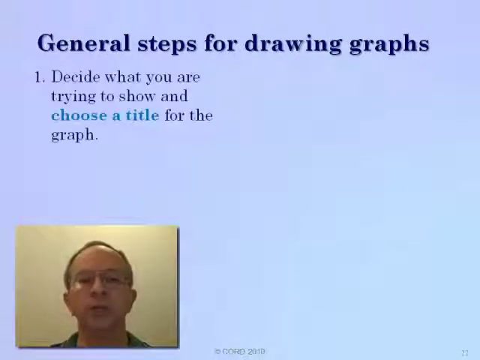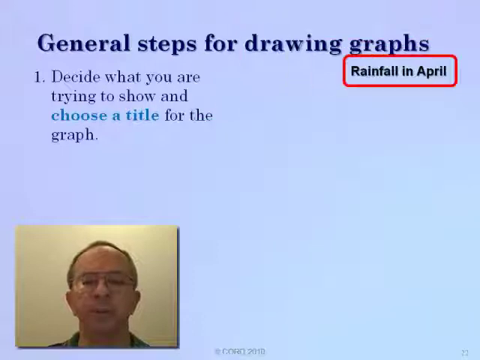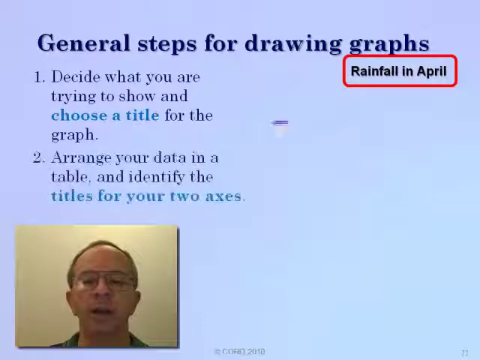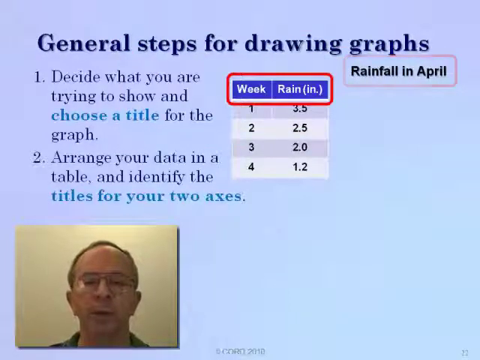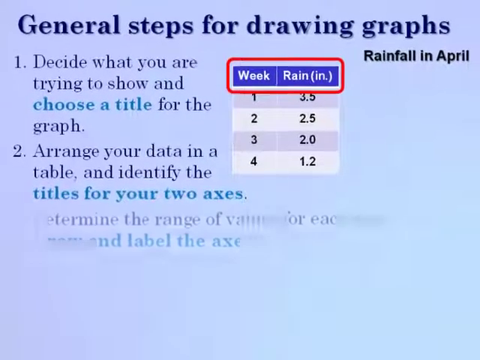So let's look at the general steps for drawing your own graph. First thing you should do is decide on a title for the graph. So let's pick, our data is going to be some rainfall data. So we're going to pick a title such as Rainfall in April. We look at our data and we've got weeks and number of inches of rain each week. So that'll probably identify our two axes in our graph.